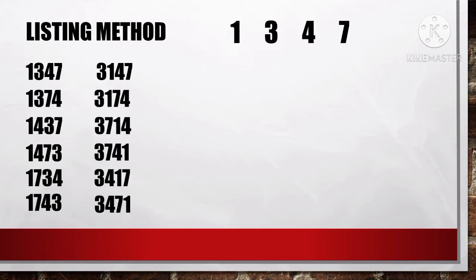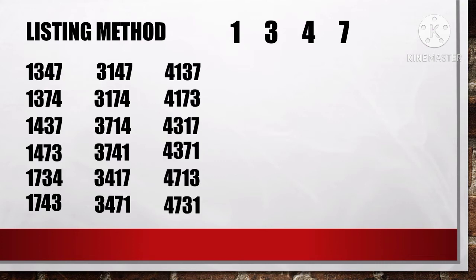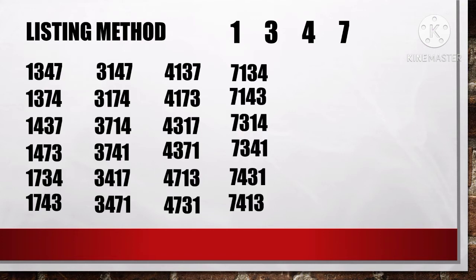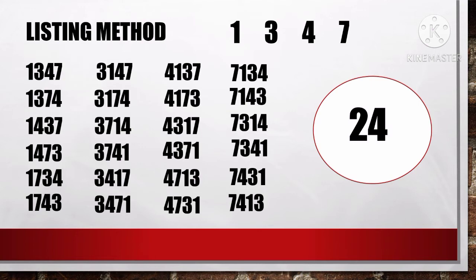And then yung 4 na naman yung mauna, we have 4137, 4173, and so on and so forth hanggang sa yung last digit na siya na naman yung nauna, yung 7: 7134 up to the last one, which is 7413. From the list that we have, we got 24 ways of codes na pwede natin makuha from the digits 1347.